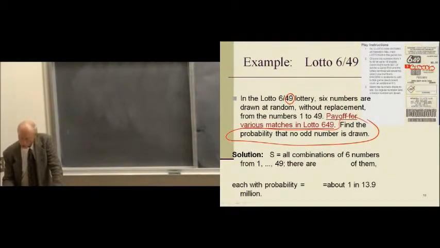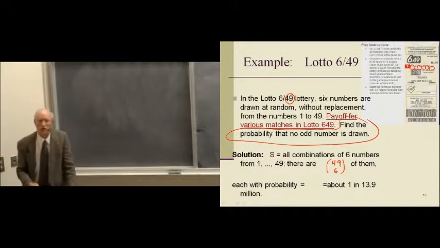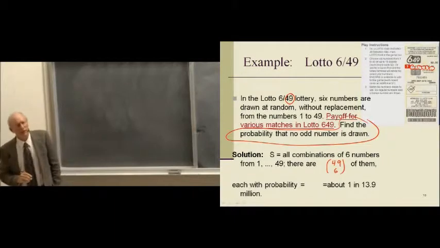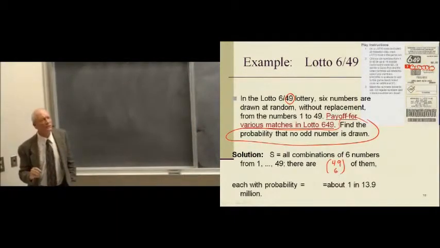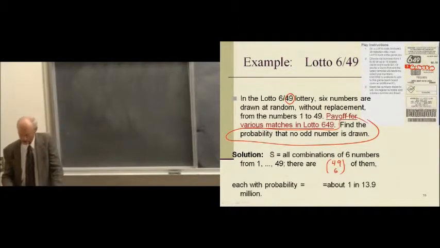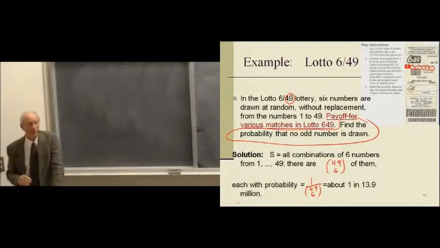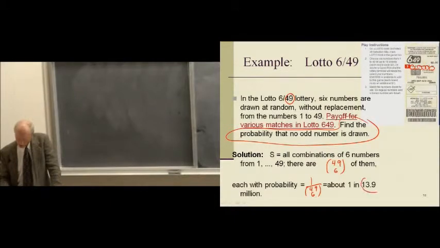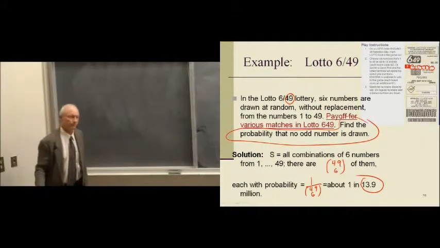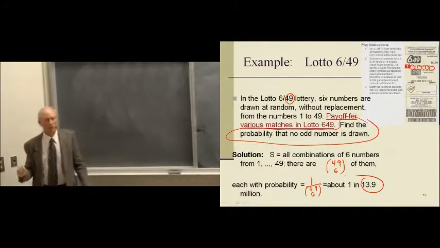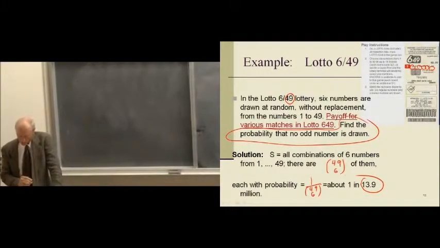So there are a total of 49 numbers, of which 6 fall out of this giant spinning ball. The probability that a particular combination of 6 numbers falls out is therefore 1 over 49 choose 6, and 49 choose 6 is big. It's about 13.9 million. When you buy a ticket, the probability that your ticket wins is approximately 1 in 13.9 million.